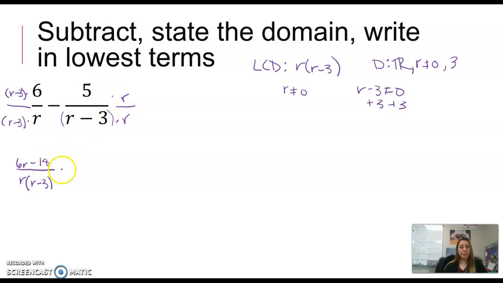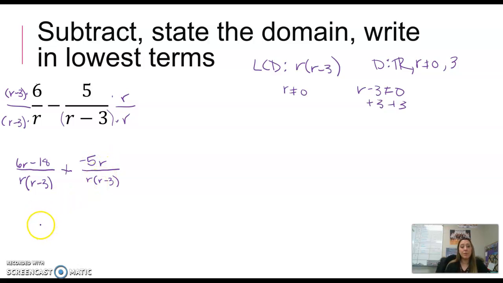So then I have my minus sign, and then I have my common denominator, r times r minus 3. And then I'm going to go ahead and distribute. I've got 5 times r, which is just 5r. So now I want to distribute that negative. Well, one thing that we can do when we distribute a negative, we can keep this fraction the same. We can change this to a positive and then change the signs in the numerator. There's only one term in the numerator, so I only need to change the 5 to a negative 5.